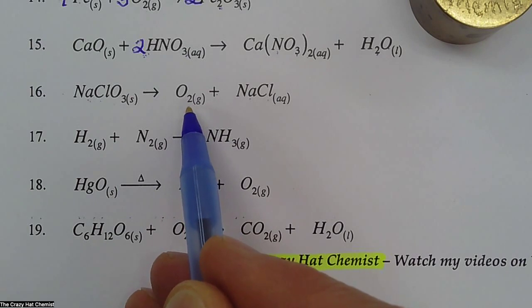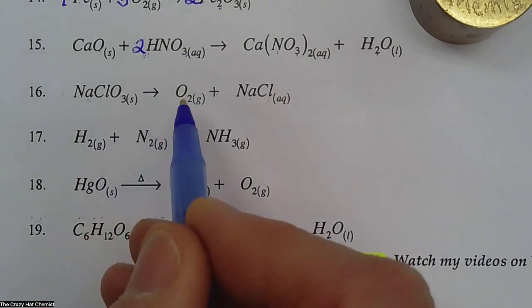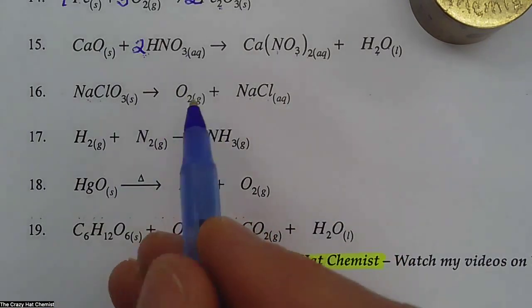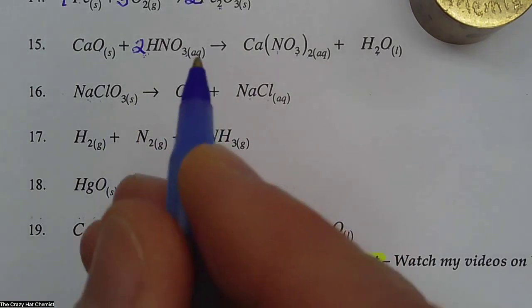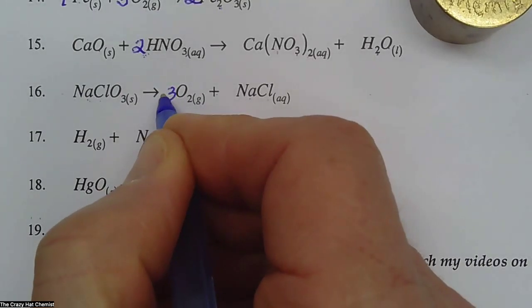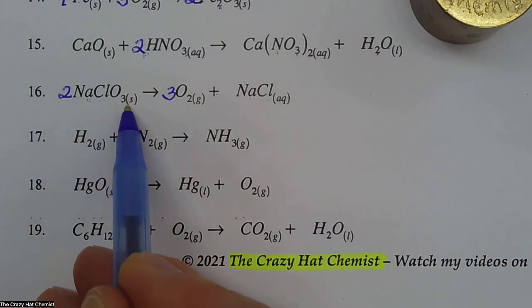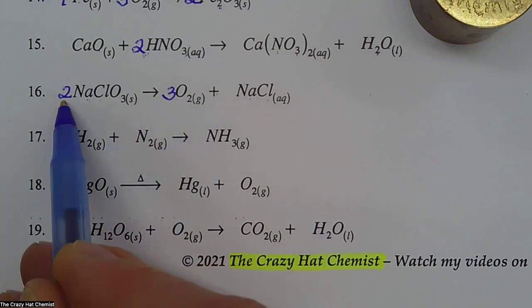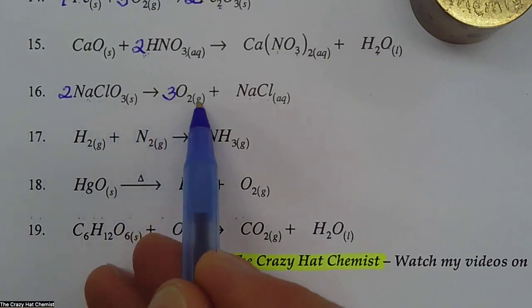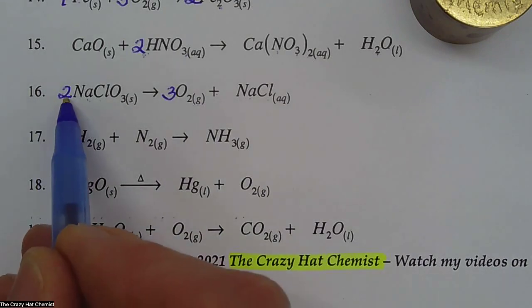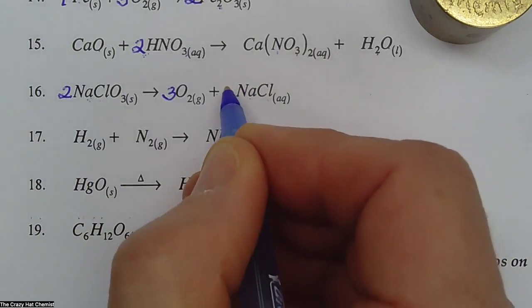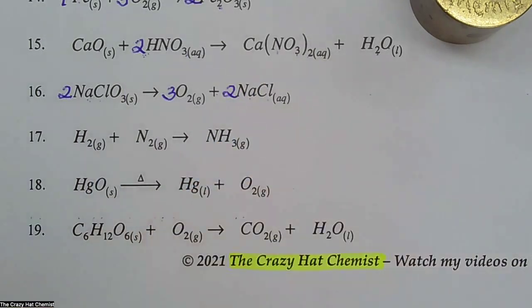We've come to something similar to this before, and that is we have a greatest common factor between the 2 and the 3 is 6. So I'm going to place a 3 here and a 2 here. That will now give us 6 oxygens on both sides at 2 times 3 and 3 times 2. But it will also give us 2 sodiums and 2 chlorines, and that's why we're going to have to place a 2 on that sodium chloride.